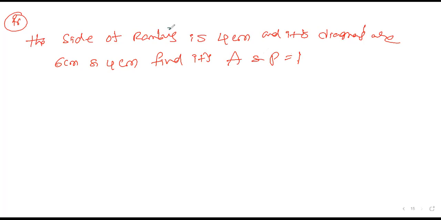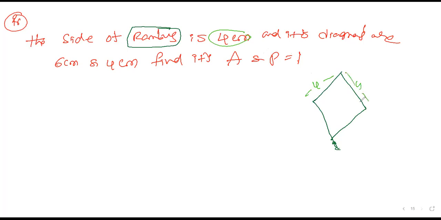First, the question is about a rhombus, so first you draw the rhombus figure. I think you know it very comfortably. Please draw the rhombus. Then mark what they mention: the side is 4 centimeters, this is also 4 centimeters, this is also 4 centimeters, because in a rhombus, when one side is mentioned, all sides are the same.